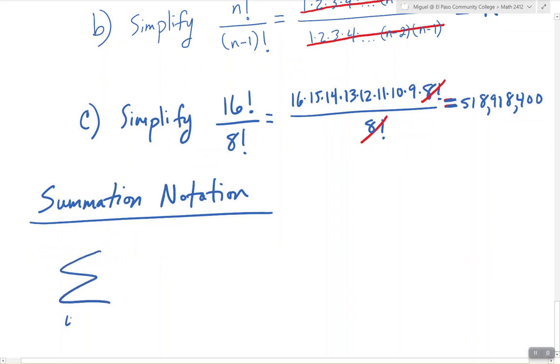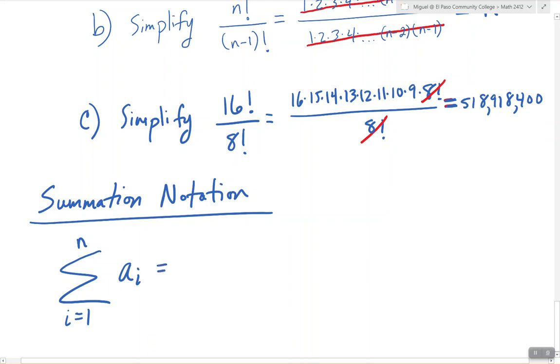And usually you have some sort of index here in the bottom, such as i equals 1. And then on the top, it'll have where you end at. So you start with 1, and then you go all the way up to whatever n is. So it could be 50 or 100 or something like that. And then you have some expression here. Let's call it a sub i for now. It's just the general form of it.